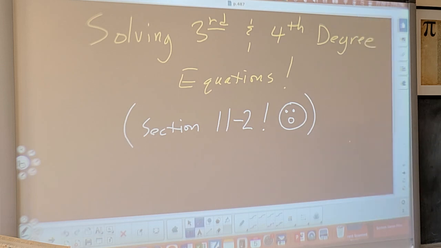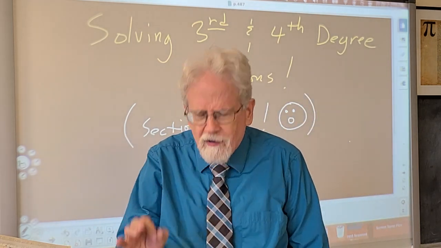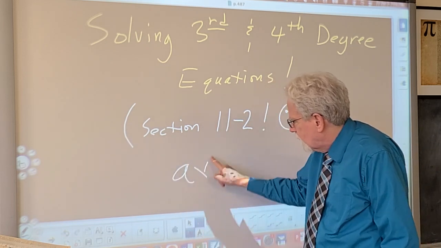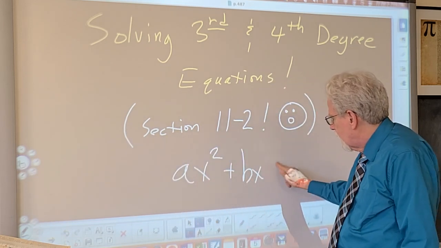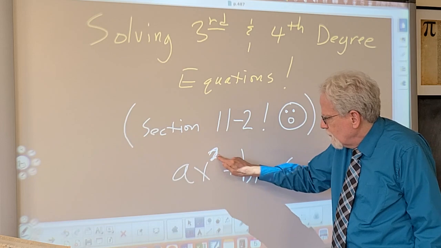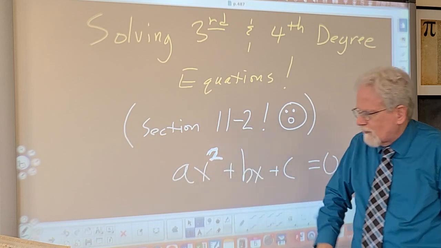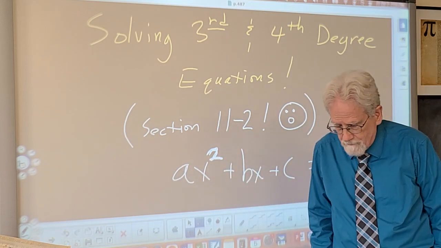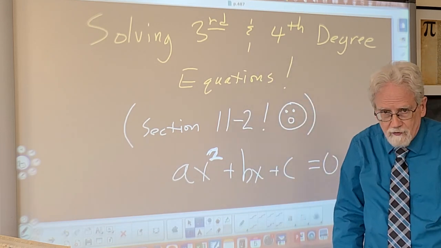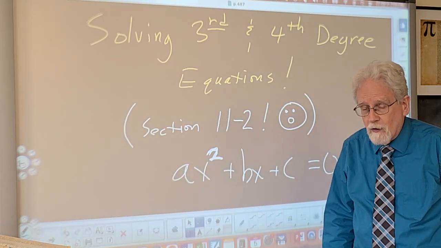Here's the topic of the day. Oh, this is marvelous stuff. We have been solving quadratic equations. Quadratic equations are equations of the form ax squared plus bx plus c equals 0, where the exponent is a 2. We call that a second degree equation because the highest exponent is 2. We are now going to be solving third and fourth degree equations. Yes, we're going to start having exponents of 3 and even 4.